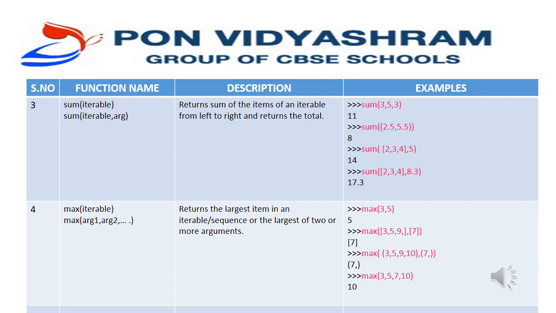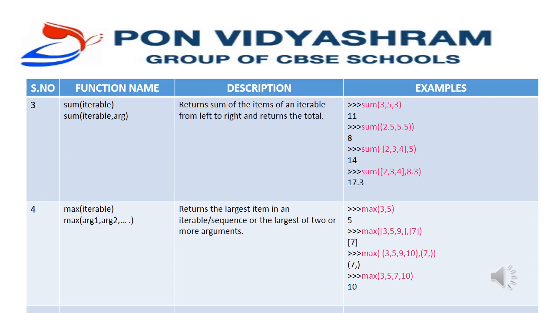Sum of 2, 3, 4, that is the first argument, in the form of a list. We can ensure that it is a list with the help of the square brackets, and the second argument is 5. So even if you pass one argument as a list and another as a normal variable, it adds all the numbers. So 2 plus 3 plus 4 plus 5 will give you 14.